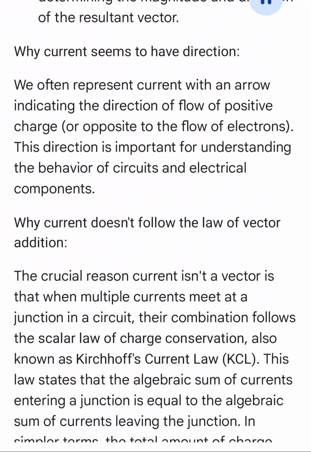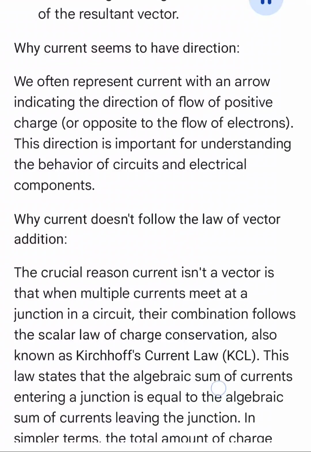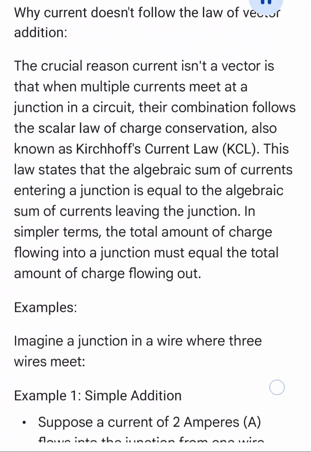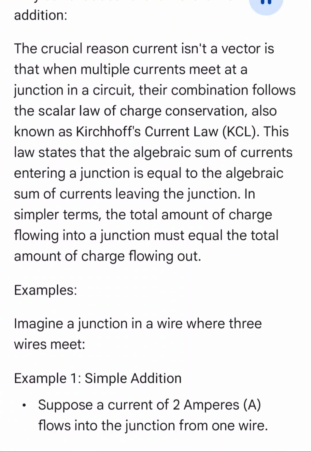Why current doesn't follow the law of vector addition? The crucial reason current isn't a vector is that when multiple currents meet at a junction in a circuit, their combination follows the scalar law of charge conservation, also known as Kirchhoff's current law, KCL. This law states that the algebraic sum of currents entering a junction is equal to the algebraic sum of currents leaving the junction. In simpler terms, the total amount of charge flowing into a junction must equal the total amount of charge flowing out. Examples.